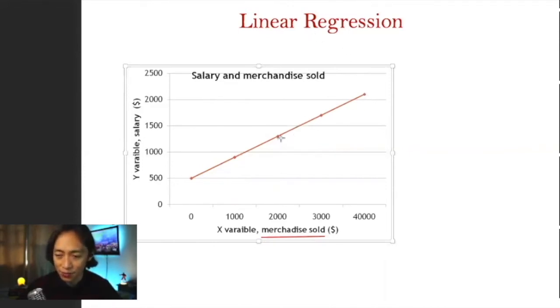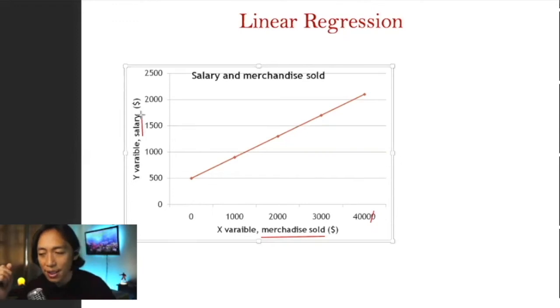So we have 1, 2, 3, 4, 5 salespersons, and these 5 salespersons have different amounts of merchandise sold. The first salesperson, he's a rookie, didn't sell anything. The second one sold 1,000. The third one sold 2,000. The fourth one sold 3,000. And the fifth one sold 4,000. This is 4,000, not 40,000. Sorry about that. And on the other axis, on the y-axis, we have salary.